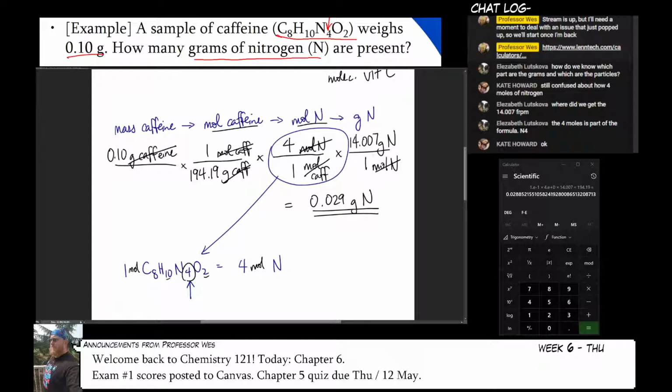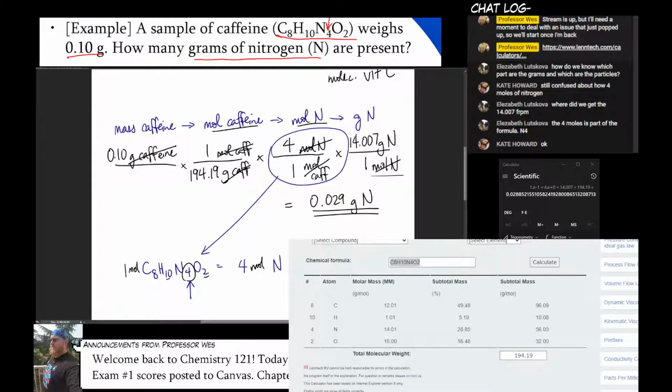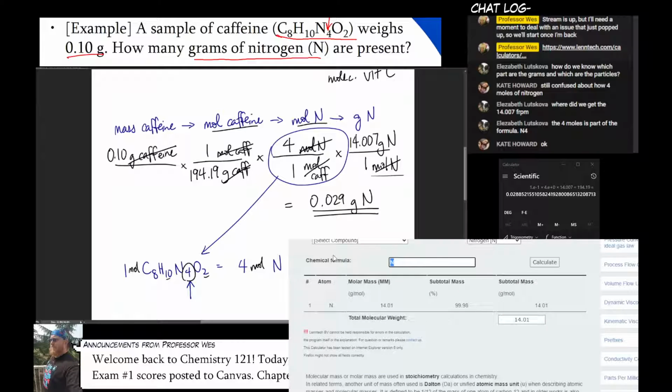The nitrogen, so this is also just Lenntech. What does 1 mole of nitrogen weigh? If you go to Lenntech and you just type in nitrogen, it'll tell you that. If I can find the button for it, there we go. So if I just go nitrogen, nitrogen weighs 14.01. I know the extra digit because I have a different periodic table I'm using here.